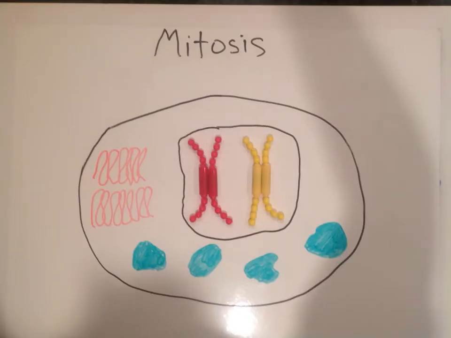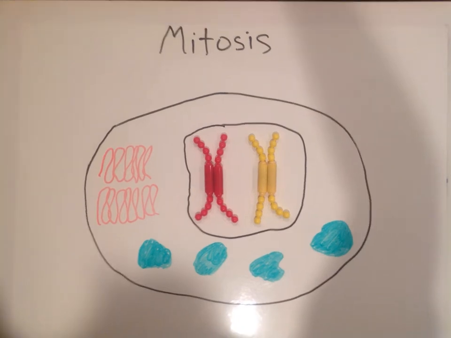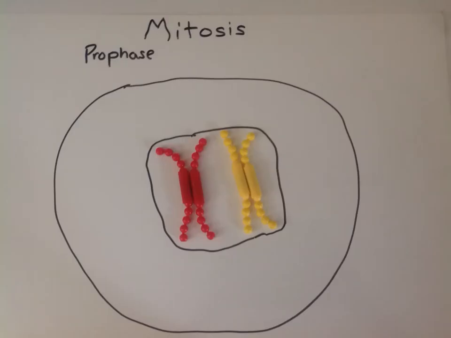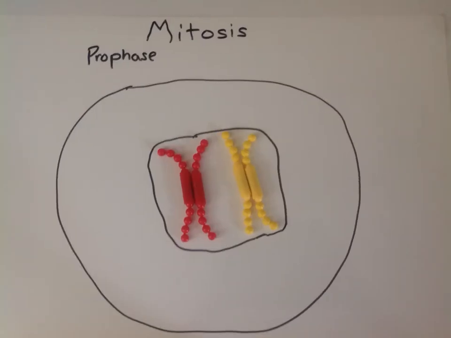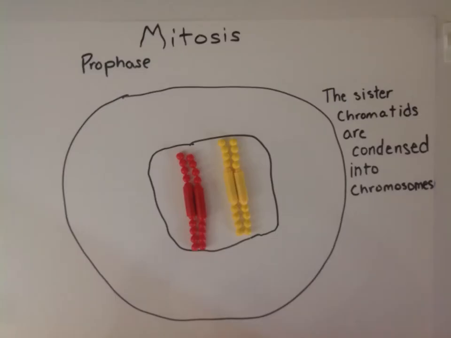Now cell division can occur, allowing mitosis to begin. The first phase of mitosis is prophase. In prophase, the sister chromatids are condensed into chromosomes. The nuclear membrane begins to break down and the nucleus disappears.